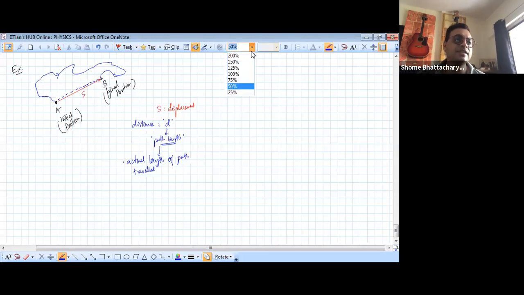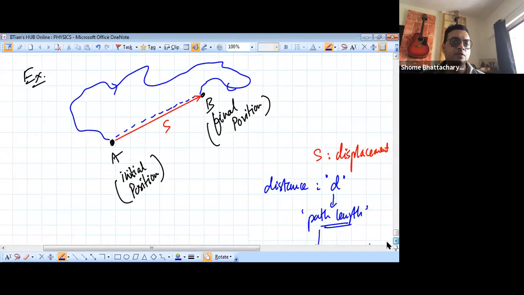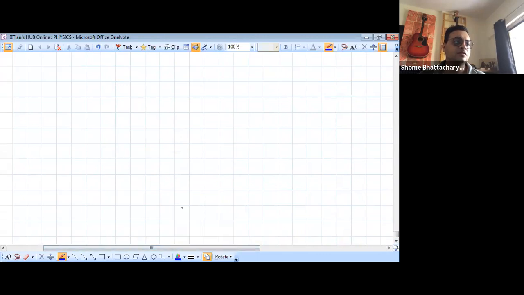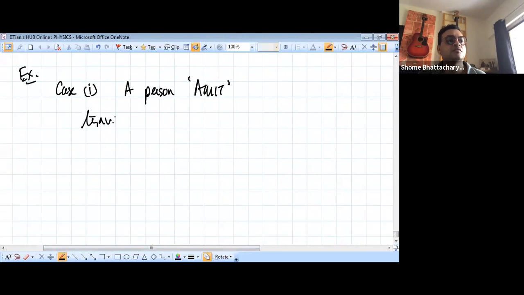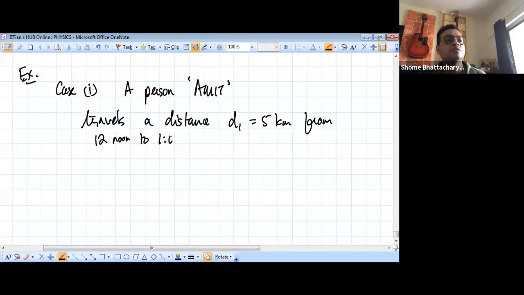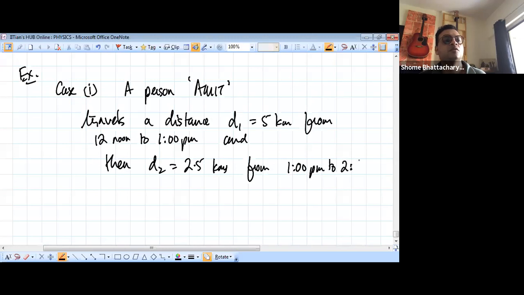Okay. Now let's understand one more key difference about distance and displacement, which many of you have actually pointed out. But let's explore this through an example. So, example, in case one, let's say a person, let's say Amit, travels a distance d1 equal to 5 kilometers from 12 noon to 1 p.m. And then a further distance d2 equal to 2.5 kilometers from 1 p.m. to 2:30 p.m.